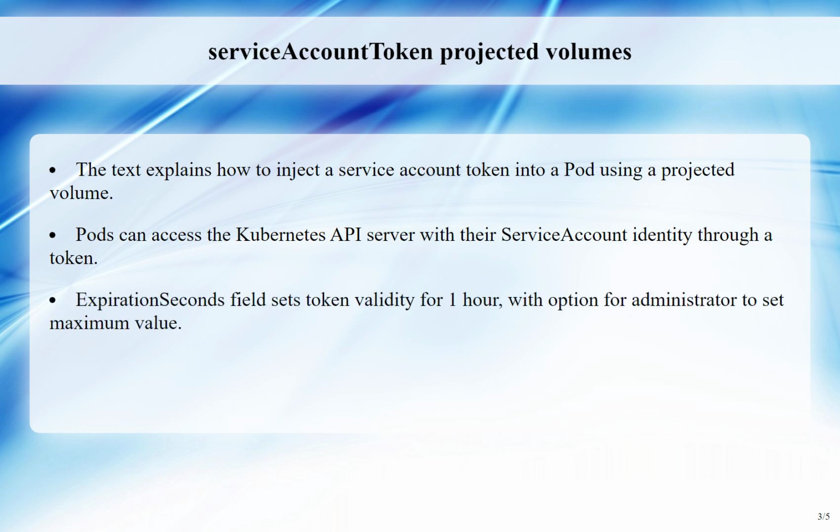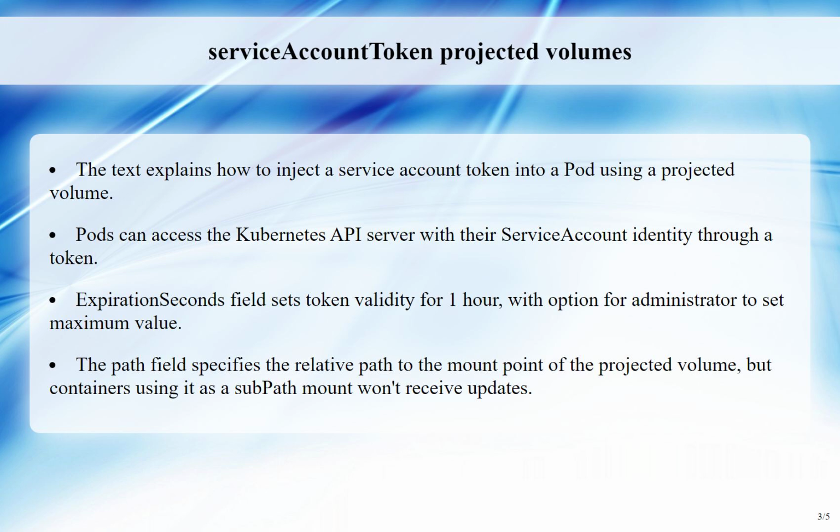The expiration seconds field sets the duration of validity for the token, with a default of 1 hour. Administrators can set a maximum value for token expiration as well. The path field specifies the relative path to the mount point of the projected volume. It is important to note that containers using a projected volume source as a subpath mount will not receive updates for those volume sources.